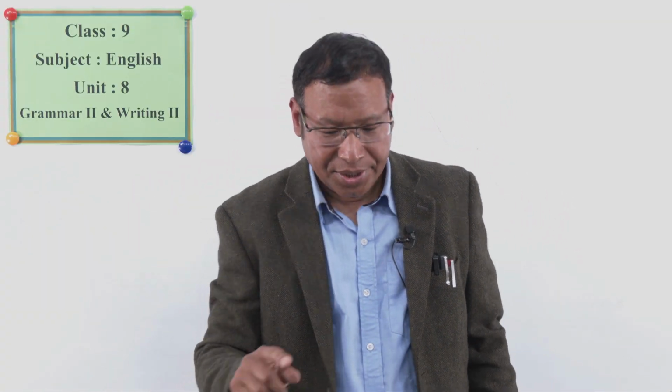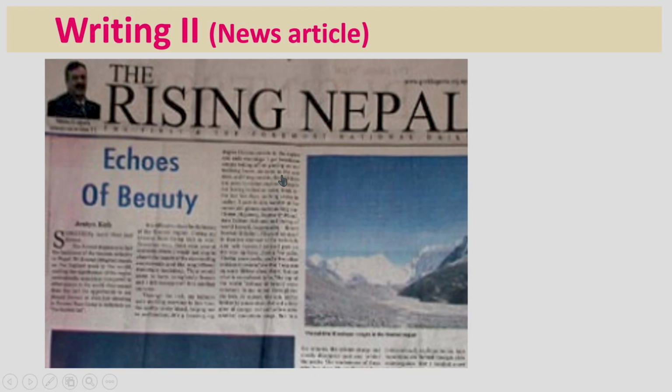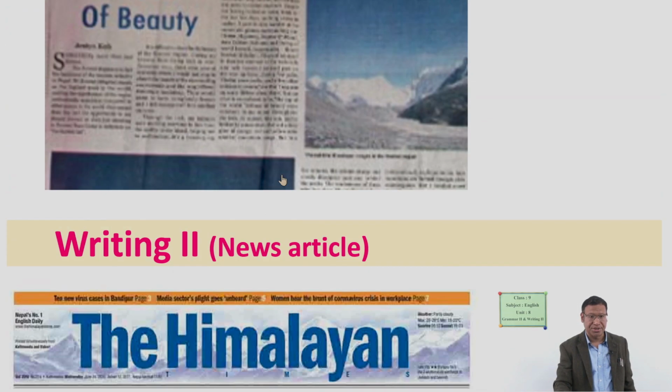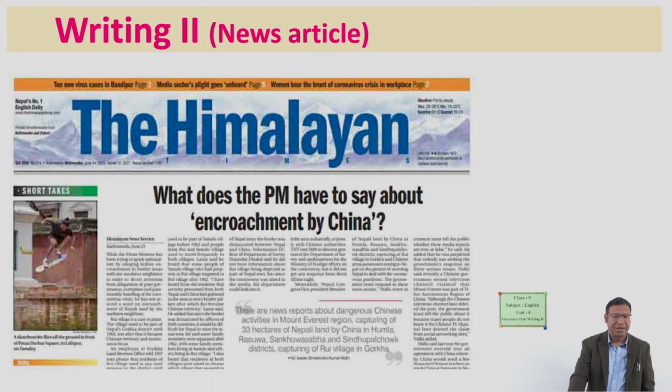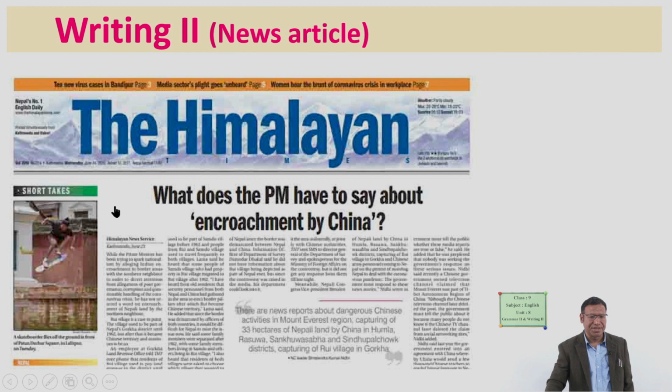Let's see. For example, here in the slide you can see the Rising Nepal, "Echoes of Beauty." That is actually a news article by someone, because it is not about recent events. Similarly, in the Himalayan you can see one news article: "Why does the PM have to say about encroachment by China?" So it is one kind of article writing about the recent issues.